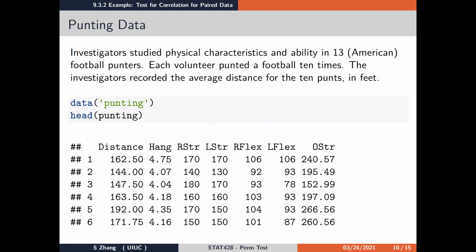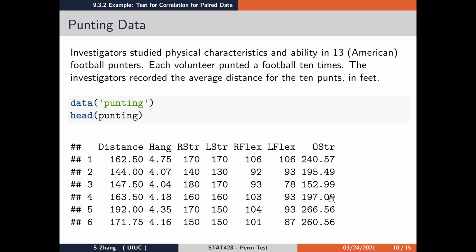So here's an introduction to the dataset. The dataset called punting involves the physical characteristics and punting ability of 13 American football players. So investigators studied physical characteristics and ability of 13 football punters. Each volunteer punted a football 10 times. The investigators recorded the average distance for the 10 punts in feet. If you want to look at the documentation, you can look at the help file, question mark punting, to be able to see all of the descriptions of this data set.